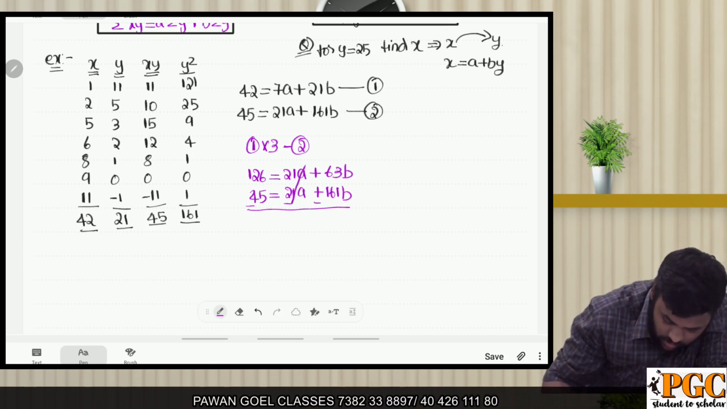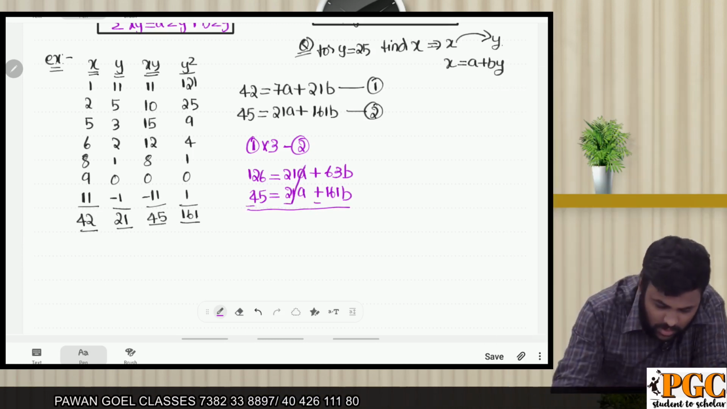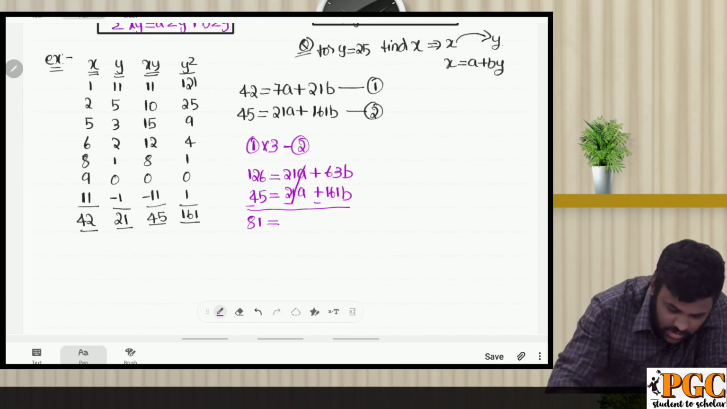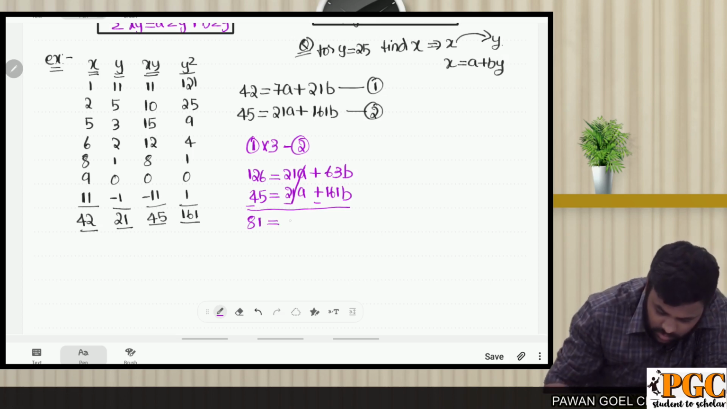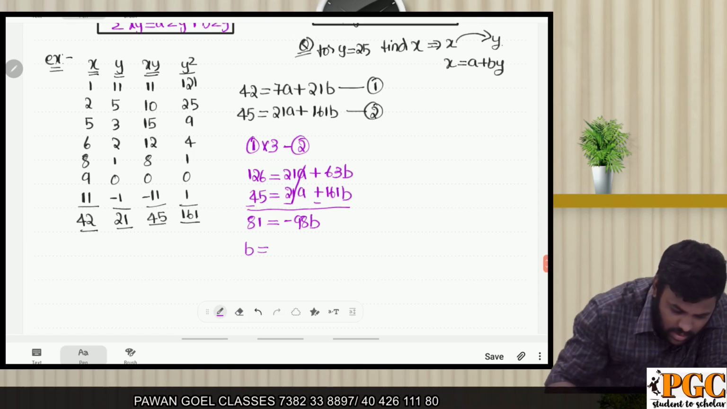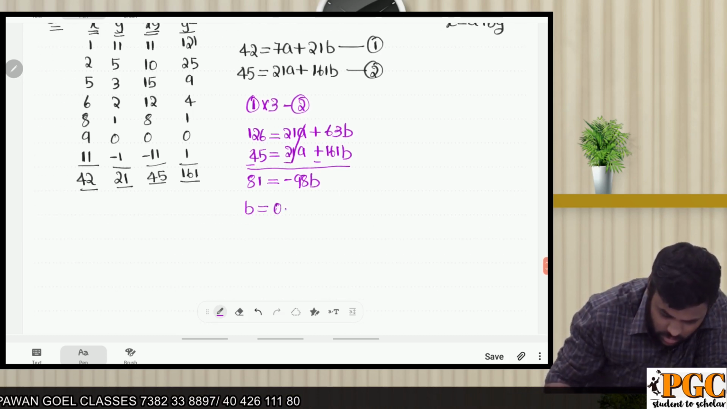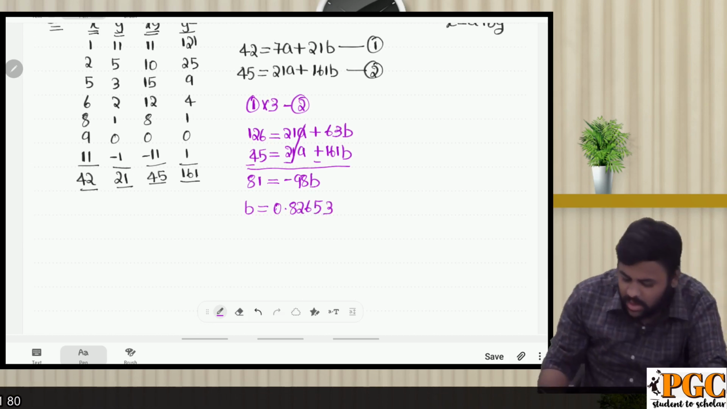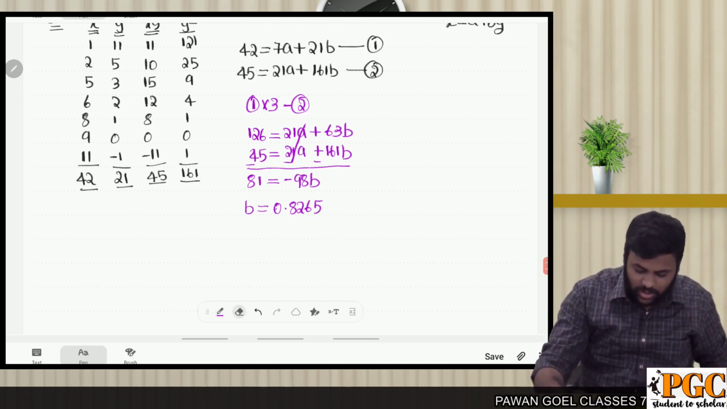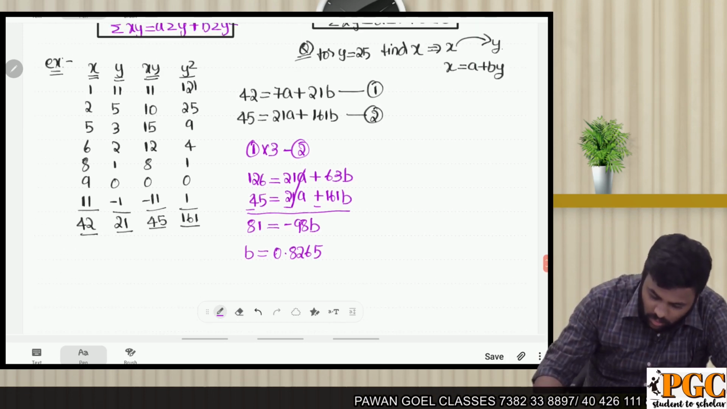Can I say these both are supposed to cancel? Now what is 126 minus 45? 126 minus 45 is supposed to be 81. Next, 63 minus 161 is supposed to be 98b. So b is equal to 81 divided by 98, which is supposed to be 0.82653. Let me take till 4 decimals, my dear friends. So 0.8265. Now what shall we do?